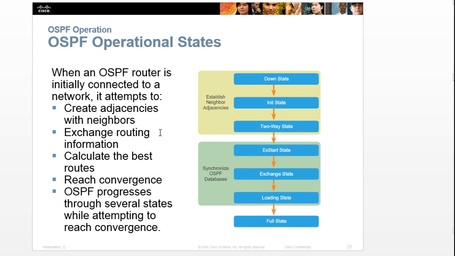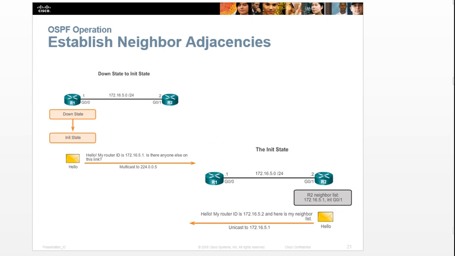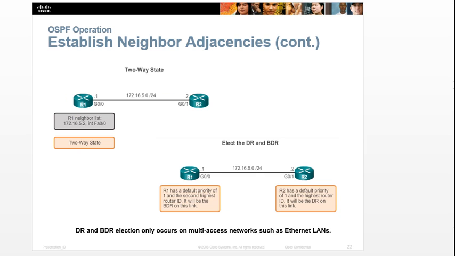When an OSPF router is initially connected to a network, it's going to try to do the following things. It's going to create adjacencies with its neighbors. It's going to exchange routing information and calculate the best routes. It's going to try to reach convergence, and OSPF progresses through several states while trying to get to convergence. So here we're showing just the neighbor adjacencies. And then finally the election of the DR and the BDR. And remember, that only occurs on multi-access networks such as Ethernet.